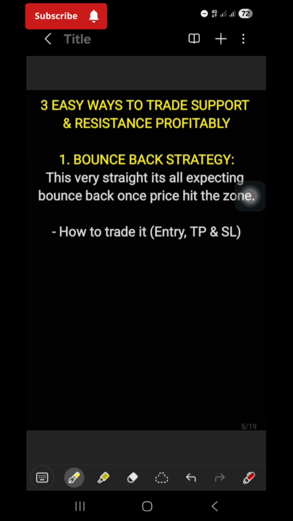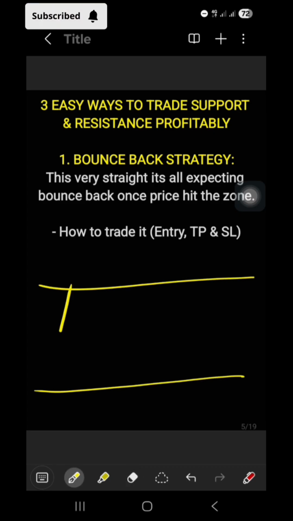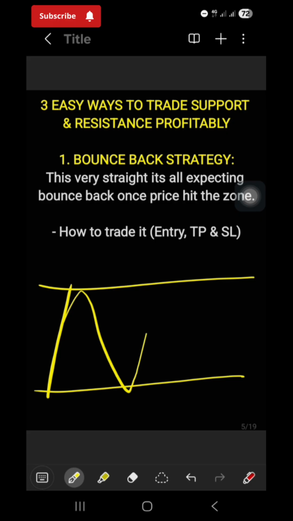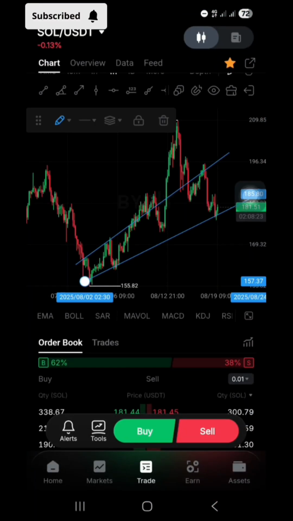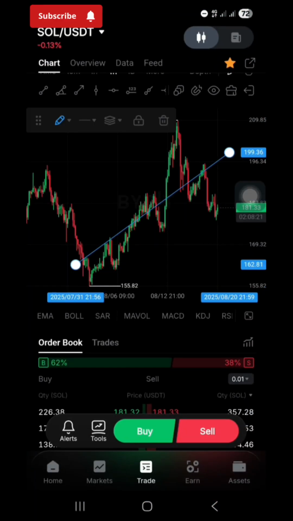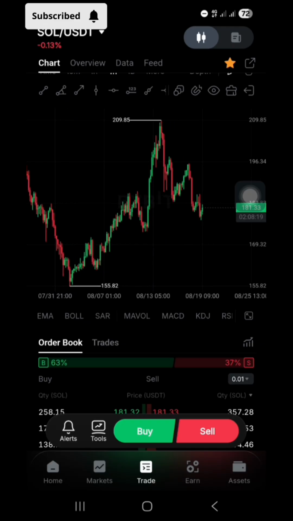So at this point, this is the first strategy. I'm expecting a bounce. No matter what, I'm expecting a reaction at every point of support or resistance. In practical terms, let's go to the chart again and show you in the chart right now where you see this.